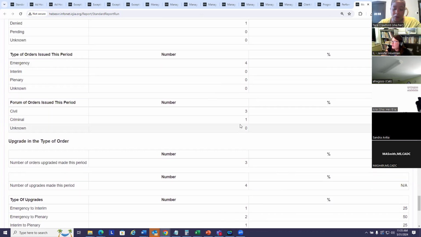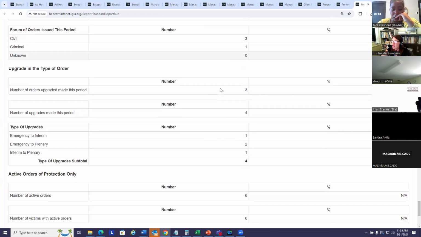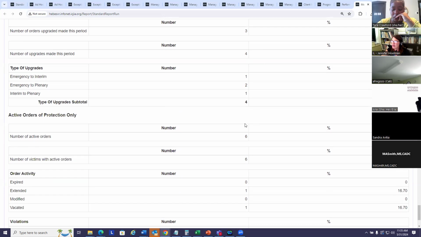And I should clarify, this is as they were originally issued. So maybe of these 4 emergency OPs that were issued, maybe I was able to upgrade 2 of them to plenary, but they're still going to be counted in this emergency category because that's how they were originally issued. And then the upgrades are shown down here.